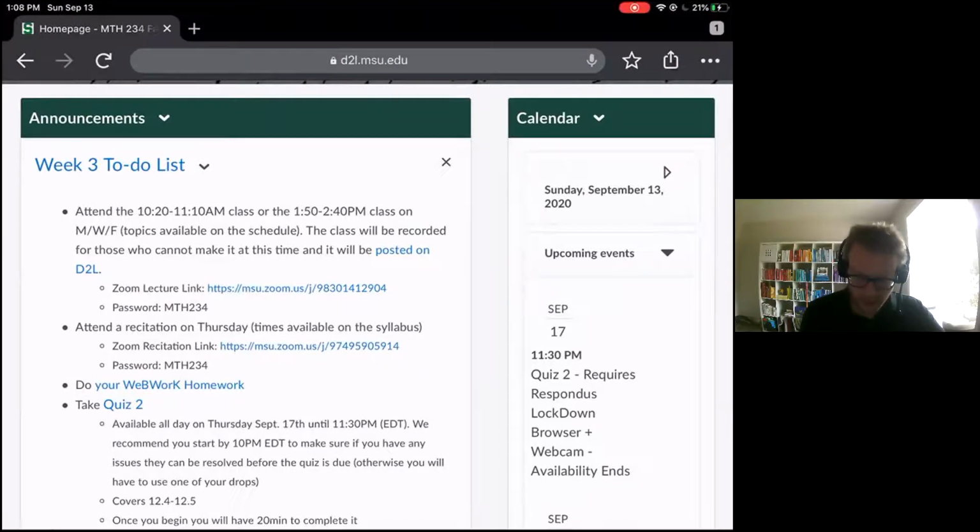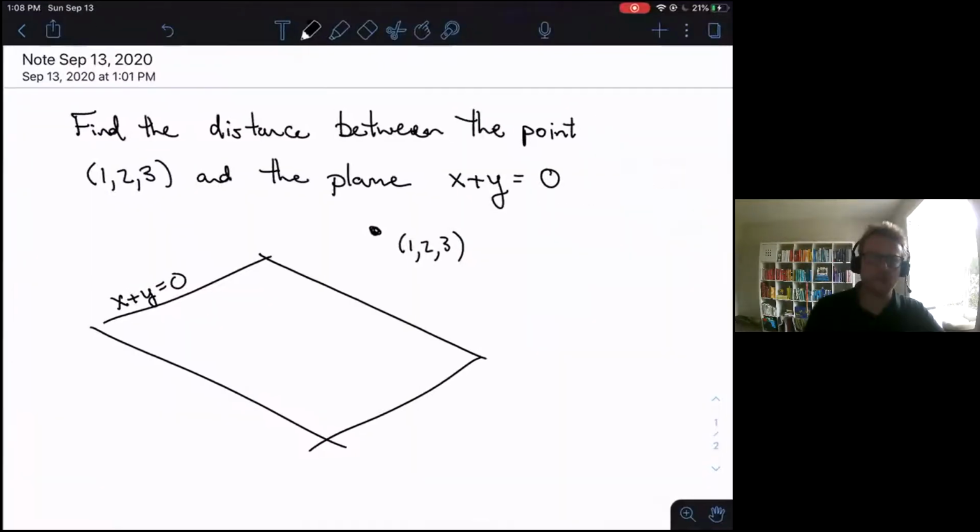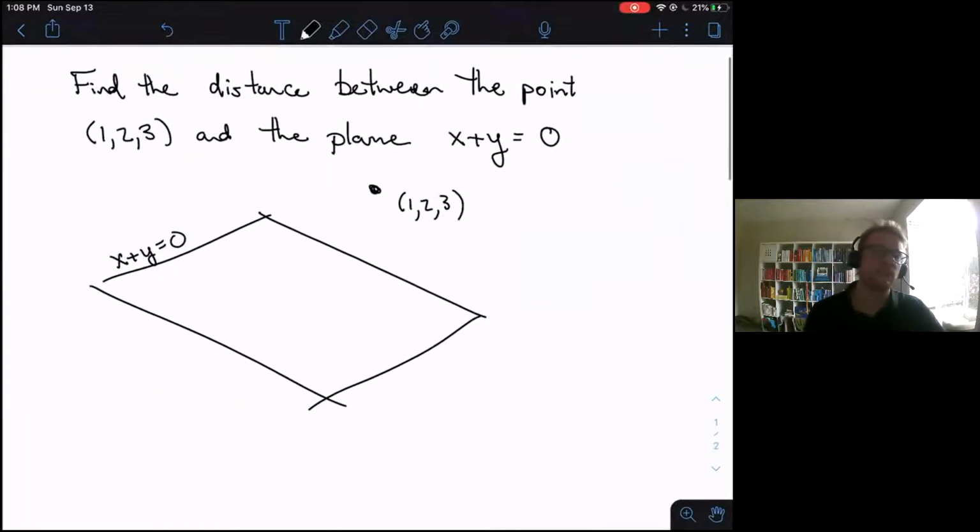I thought for this video, it might be fun for me to do a particular problem and talk a little bit about why one of the formulas is the way it is. My goal is to do this problem right here: find the distance between this point, (1, 2, 3), and this plane x + y = 0. I've chosen relatively nice values for my point and my plane. You may have already come across this problem in WebWork. There's a couple that are like this.